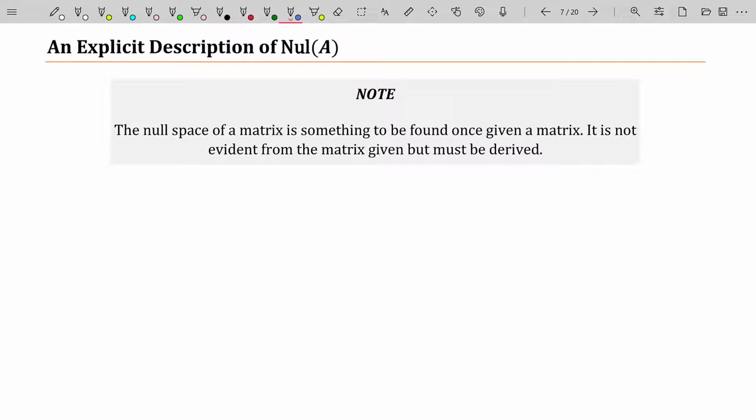Now, I hope you've already watched my introductory video to null spaces. We are going to go ahead and dive a little deeper here into how we can find an explicit description of the null space of a given matrix.